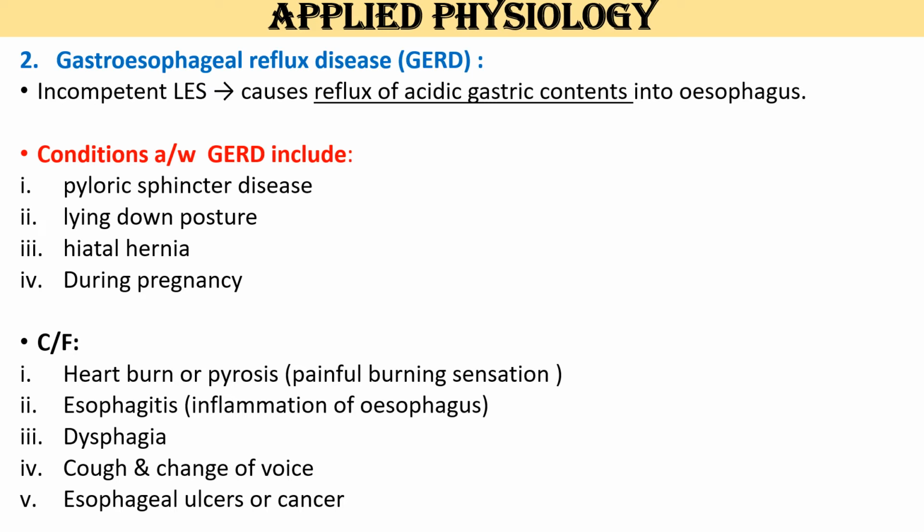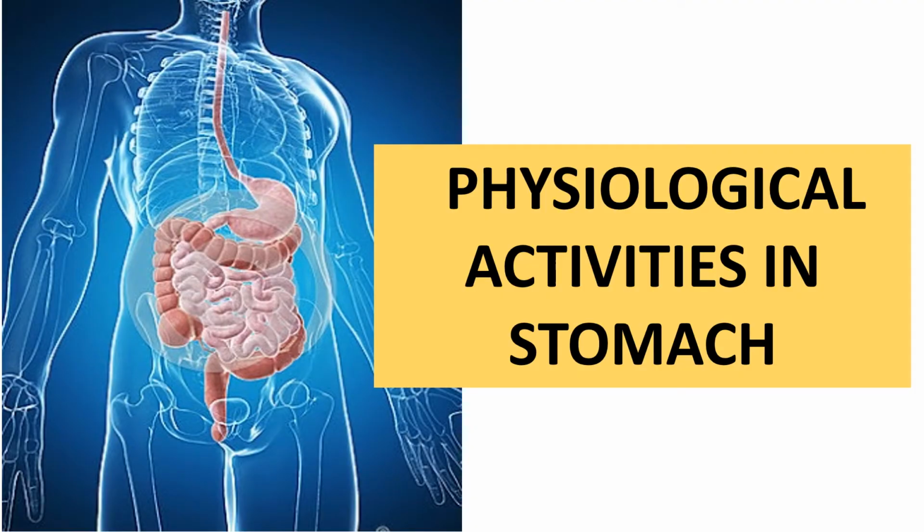Now, fourth is cough and change of voice. In severe, later cases, when the other parts of the thorax are also involved, cough can occur and voice changes can occur because the recurrent laryngeal nerve can be damaged. And lastly, esophageal ulcers can develop, and ultimately it can lead to cancer of the esophagus. Now the next topic is physiological activities in stomach.